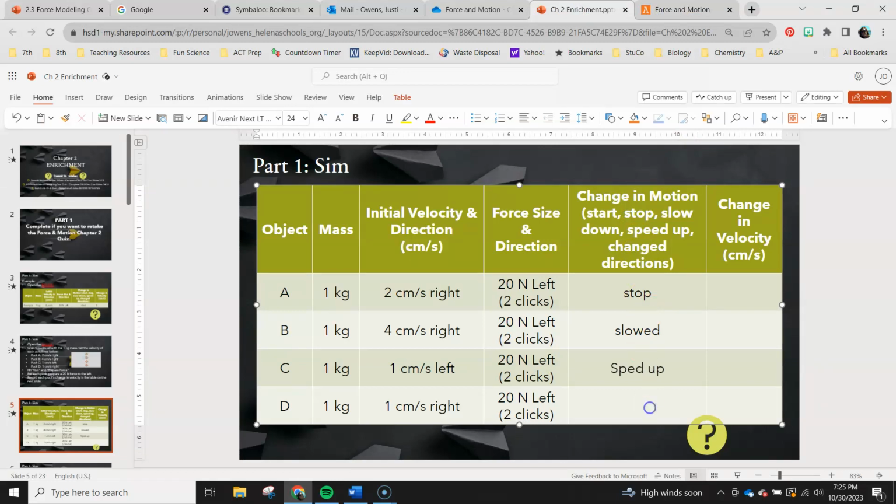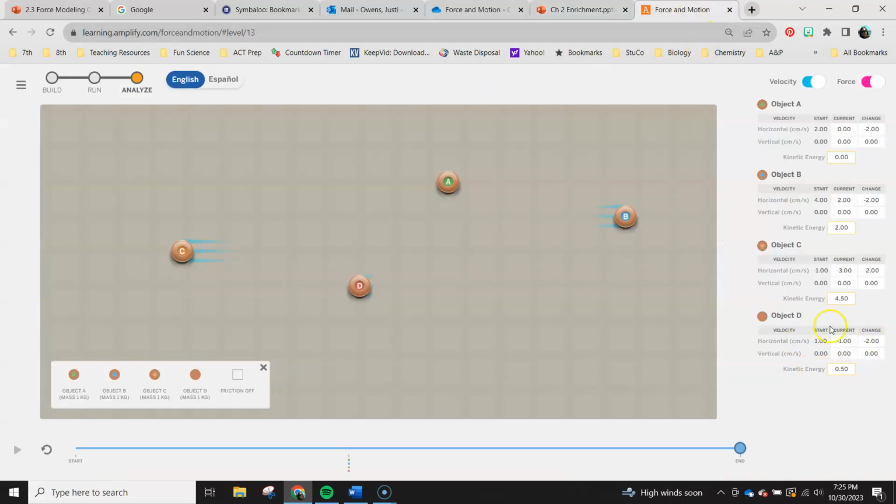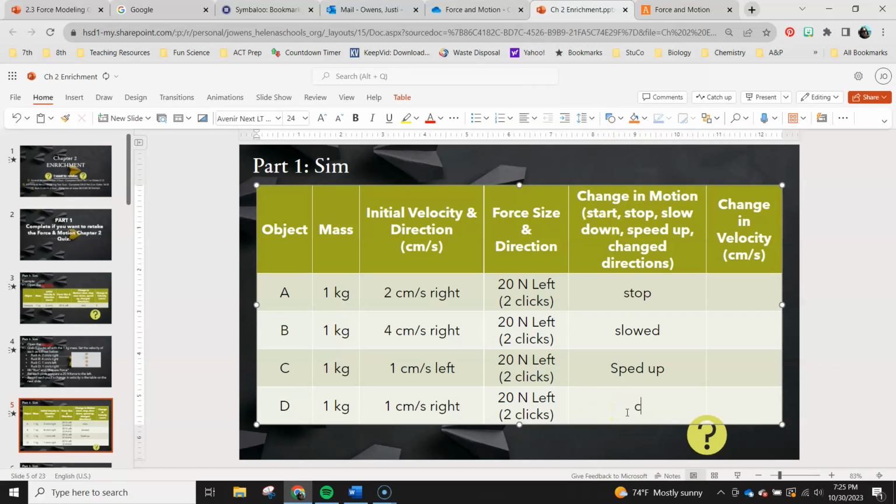And then finally, this last puck, D, was going 1 centimeter per second to the right. And it looks like it went from 1 to -1, so it changed directions. So I would put on here, change directions.